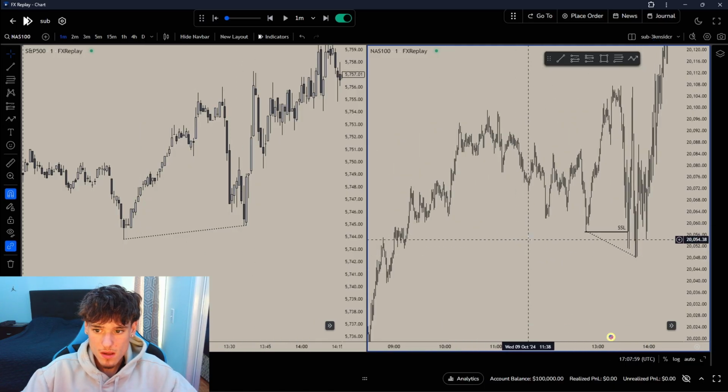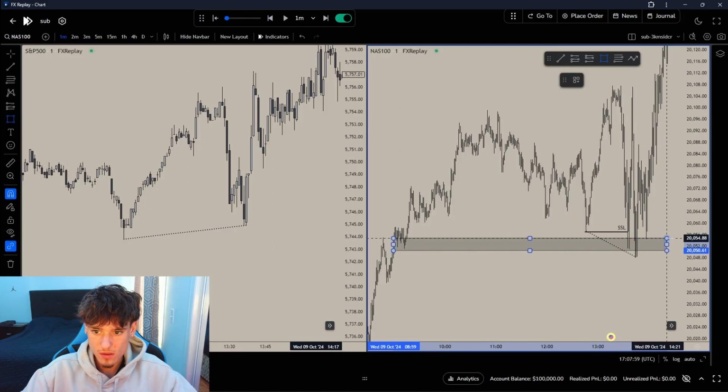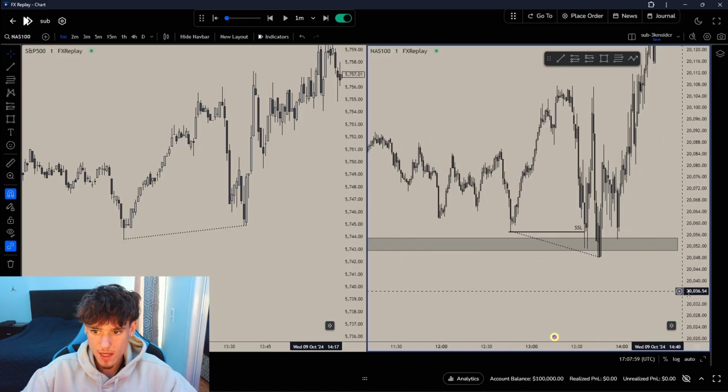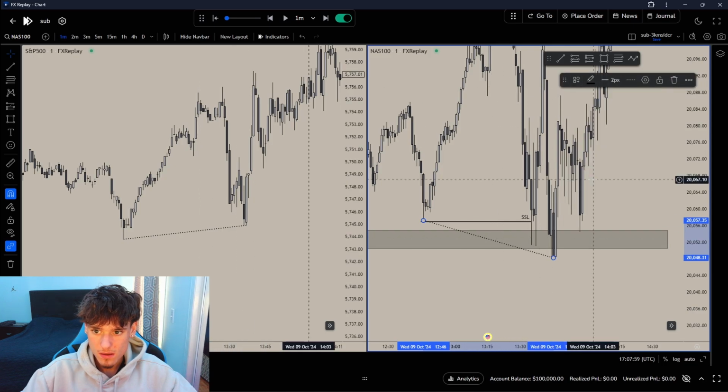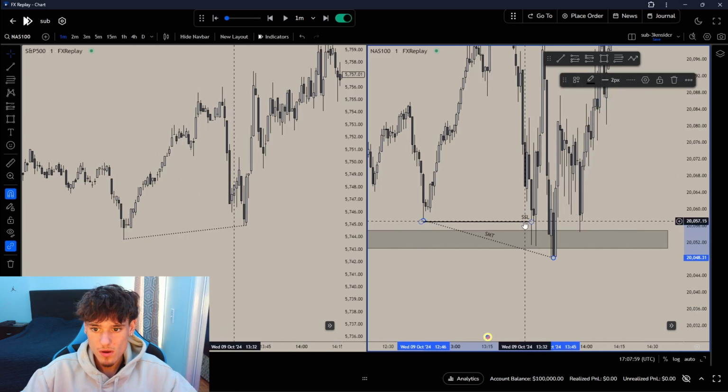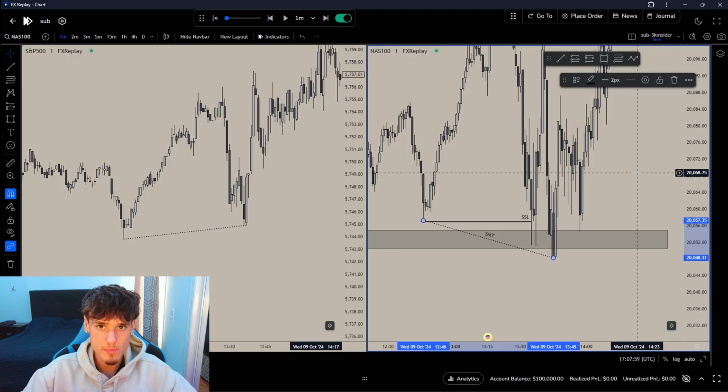Now, say on the higher time frame, we always like to look for fair value gaps. Well, we have a fair value gap over here. So now we have an SMT, a fair value gap, and sell side liquidity. This is a perfect model.